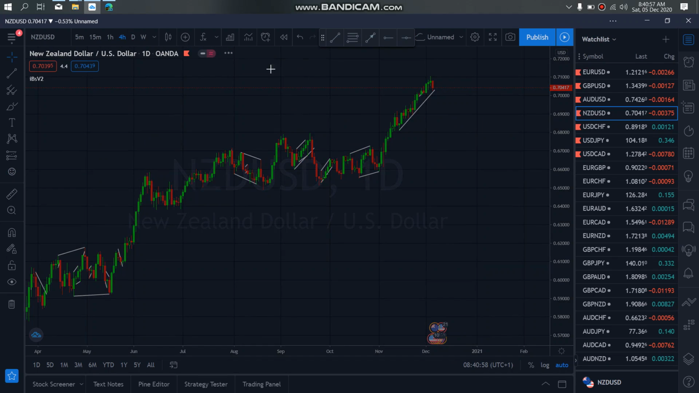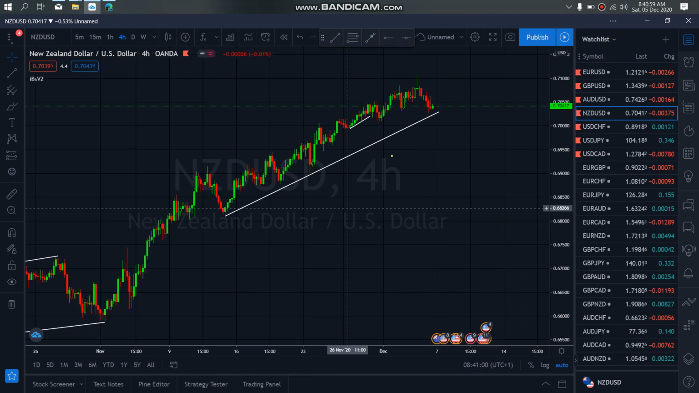If we zoom to 4-hour time frame, in the 4-hour time frame, we want to watch out for this to break through this trend, correct up here and drop down for us. This is the sell we want to watch out for this week on New Zealand dollar. Sell setup to the downside.